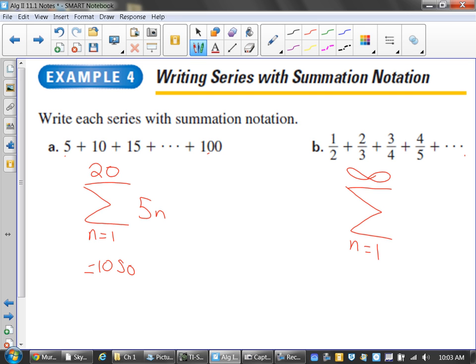Now, what's your rule for the one with the fraction? Oh, yeah. Excellent. You guys see n over n plus 1. You're starting with the first term, so your first term would be n. N is 1. So if it's 1 over 2, it's n over n plus 1. The second term, it's 2 over 2 plus 1. 3 over 3 plus 1. So you get the pattern of n over n plus 1. Does that make sense? Yes. What do you mean no?